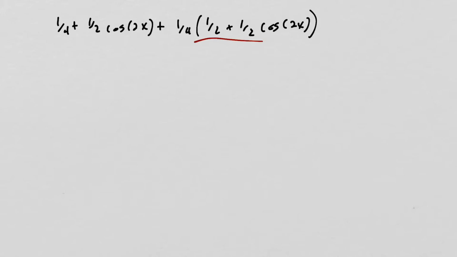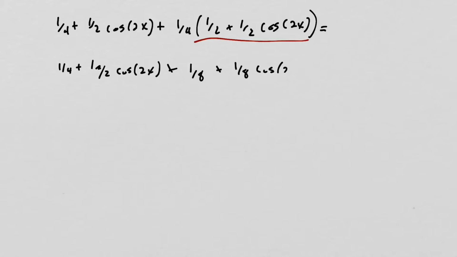First, distribute out the 1/4 to this term here, and we'll get that this is equal to a 1/4 plus 1/2 cosine of 2x plus a 1 divided by 8 plus a 1 divided by 8 cosine of 2x. Oh, sorry, this should be a 4x here. This is also a 4x.